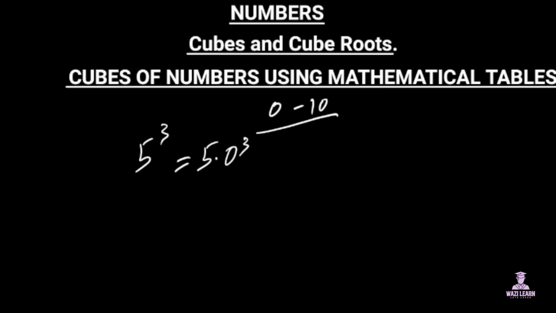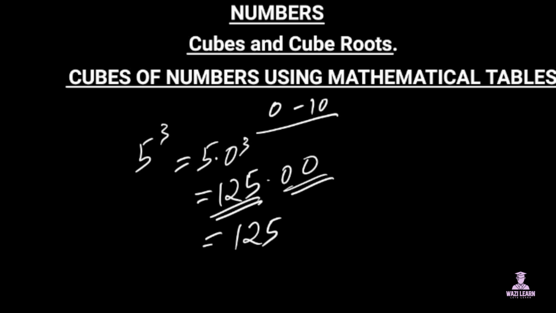the first two significant figures, you look them up in the x column. So you'll go under the x column to 5.0. So at 5.0, your cube will be 125. You can ignore the 0.00 because they are not significant. So your answer is 125.